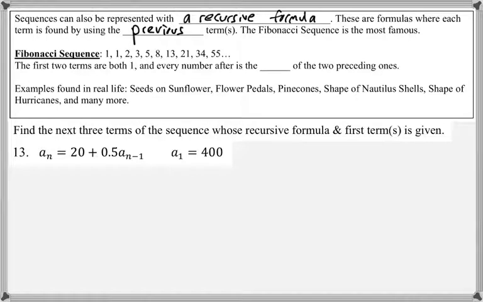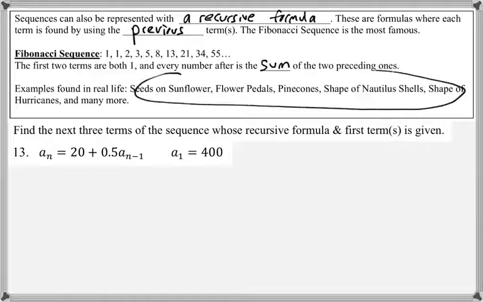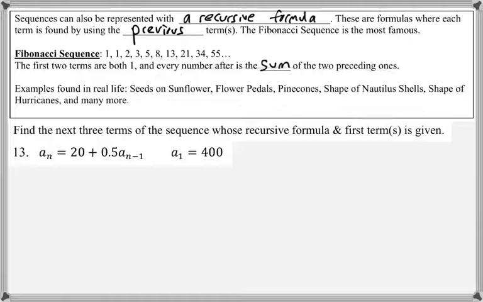And the Fibonacci sequence is the most famous. So we've kind of talked about it before, but I want to talk about it again. This is the Fibonacci sequence. And the first two terms are both 1, and every number after is the sum of the two preceding ones. So there are many examples where this is found in real life, and there are many more than I have listed here. So if you Google it, it's a very interesting topic.